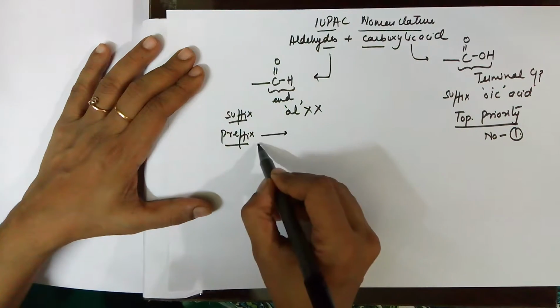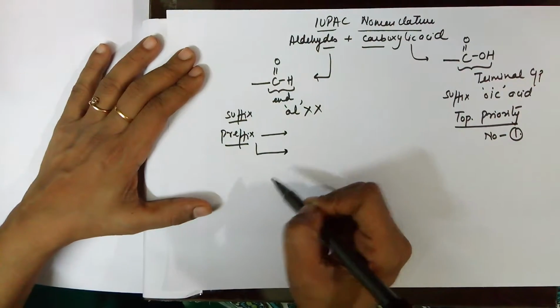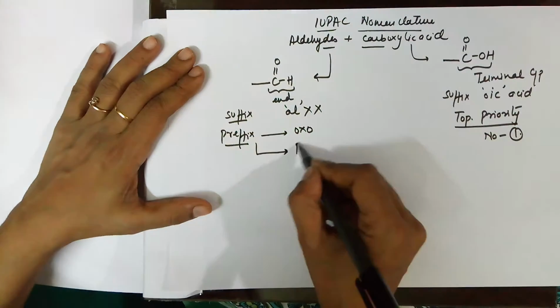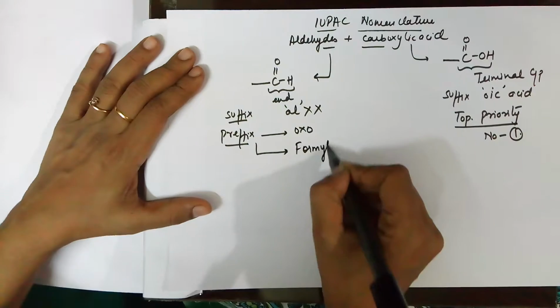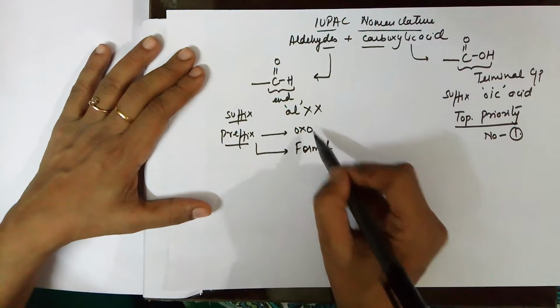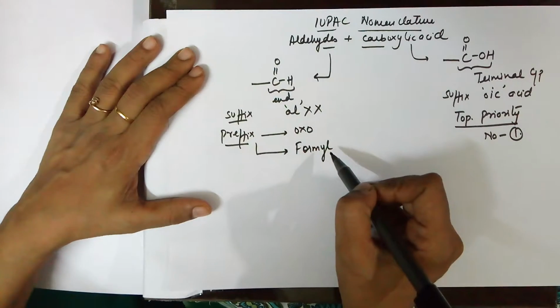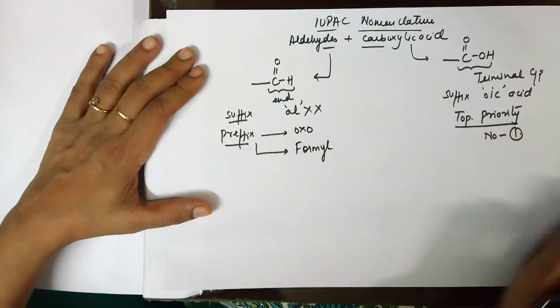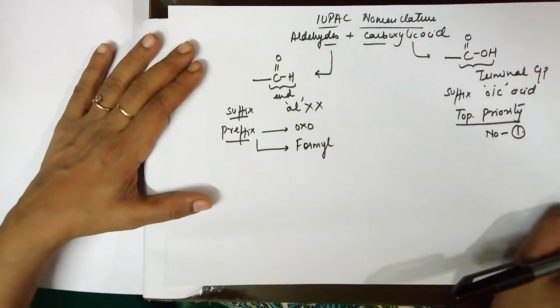The prefix options for an aldehydic group are 2. One is oxo, like a ketone. The second is formyl. In some books, the word aldo is also used, but we would be taking into account only oxo and formyl. And there is a difference when you name them as oxo and formyl, which would be clear with this particular example.